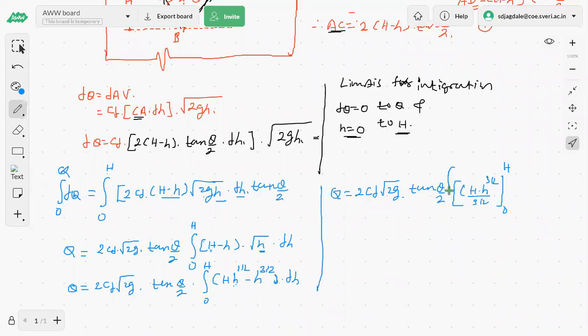I would like to make it inside the bracket. Okay, minus, now h raised to 3 by 2 will come. What is the integration for h raised to 3 by 2 now? h raised to 5 by 2 divided by 5 by 2, limit will be 0 to h, whole bracket gets completed.